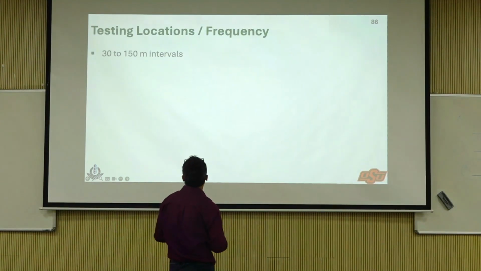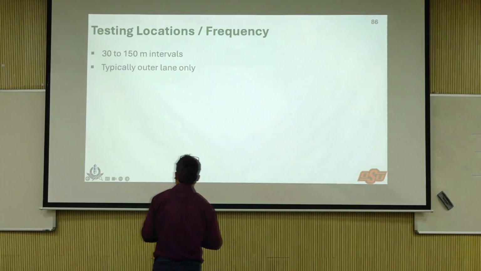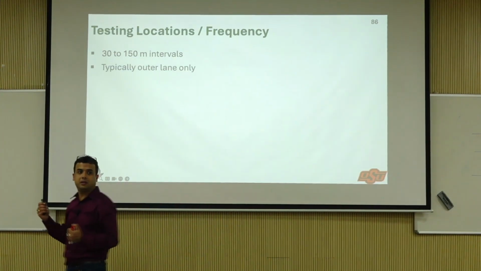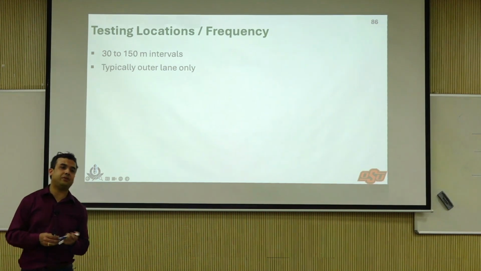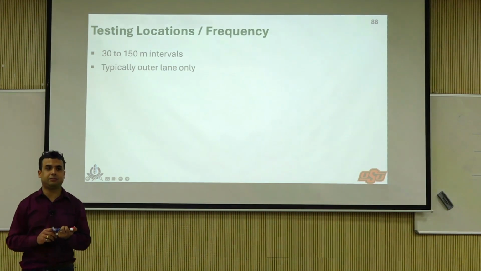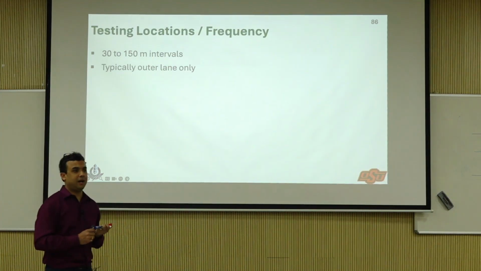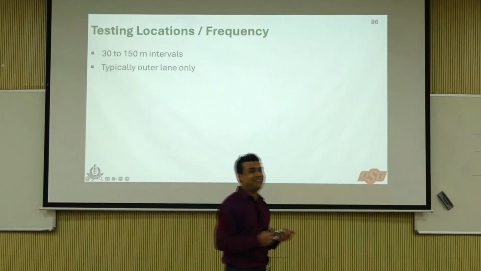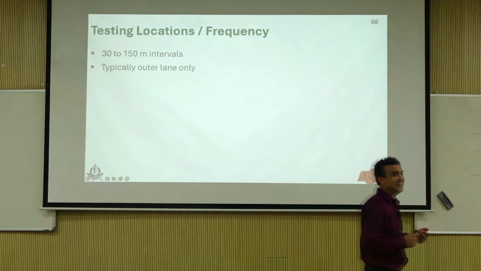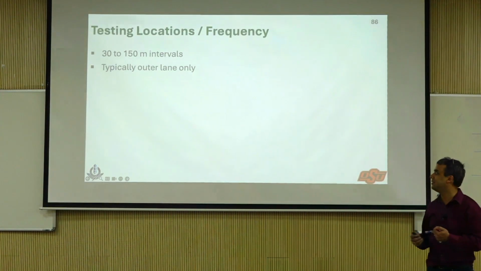30 to 150 meter intervals, outer lane only. Why outer lane only? What happens on the outer lane? Trucks. Yeah, trucks primarily go on the outer lane if they are following traffic rules, right? But you have to make some assumptions.